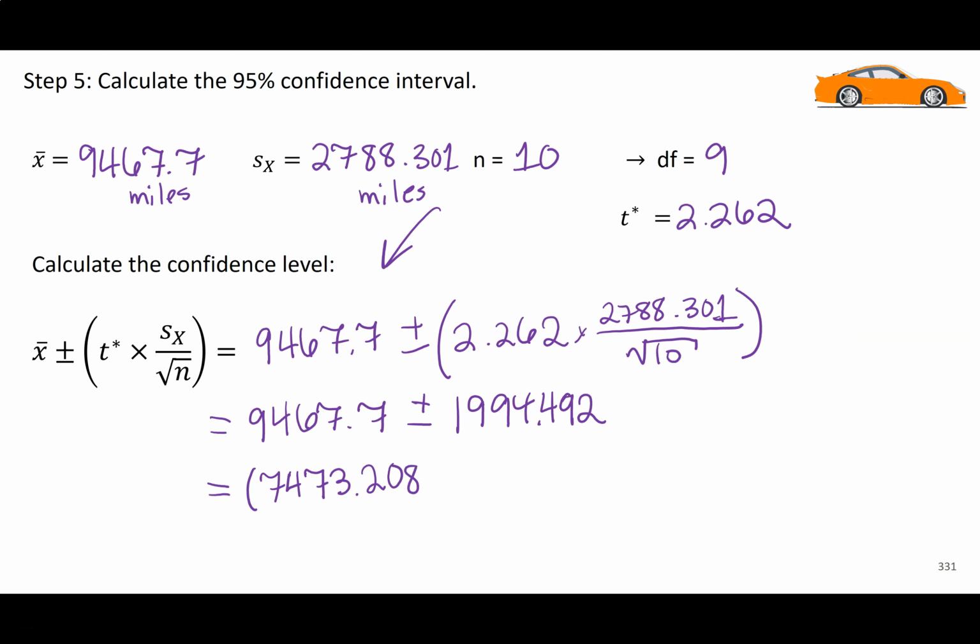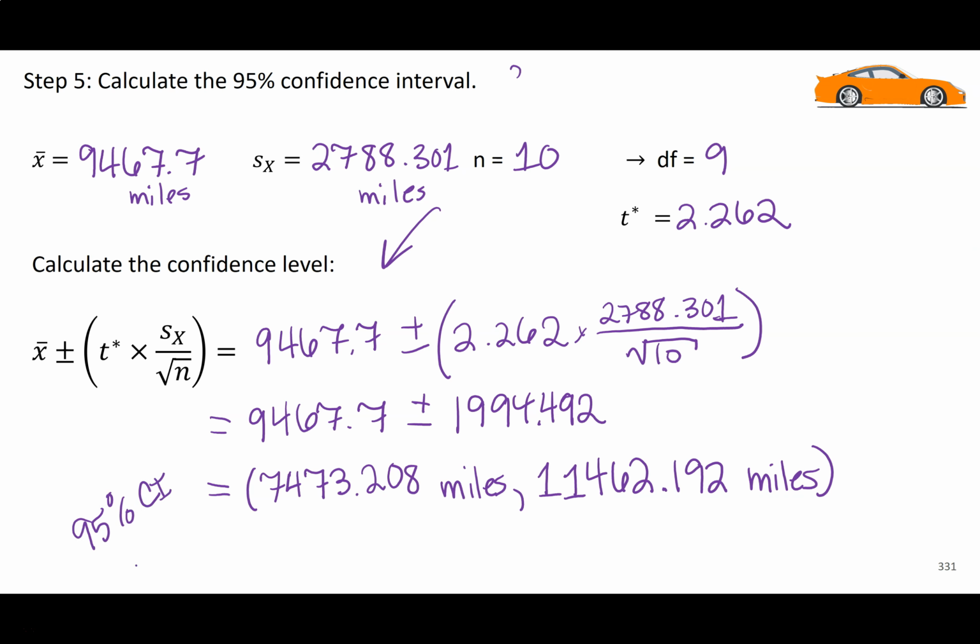7,473.208. My units are miles. We'll also hone in on whether or not you include the units there. And 11,462.192 miles. So this is my 95% confidence interval for mu.